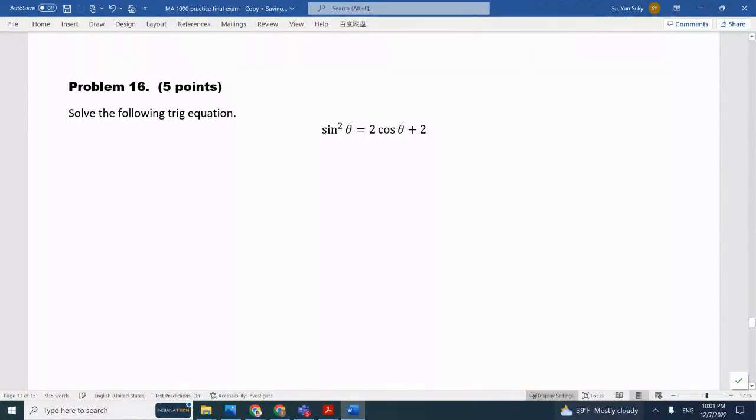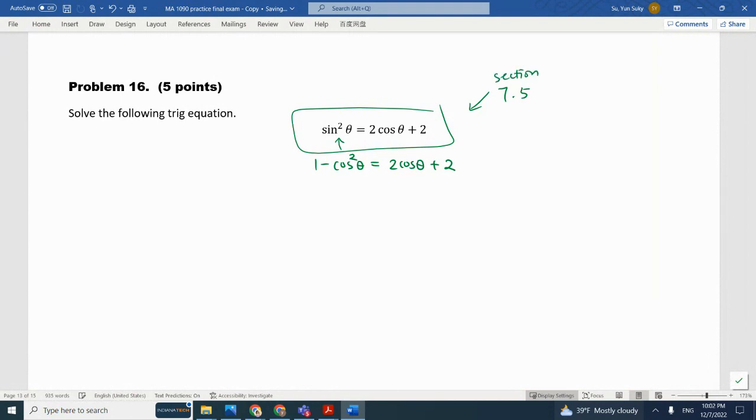Okay. This one, see? Change sine squared. We can change the sine squared to cosine squared. That's the trick. 1 minus cosine squared equals 2 cosine theta plus 2. By the way, the final exam might not be exactly this type. Okay? So in section 7.5, we learned all different types of examples of equations involving trig functions. Okay, so prepare to know all those different types. This type is just one of them.